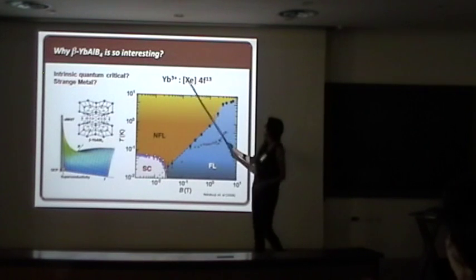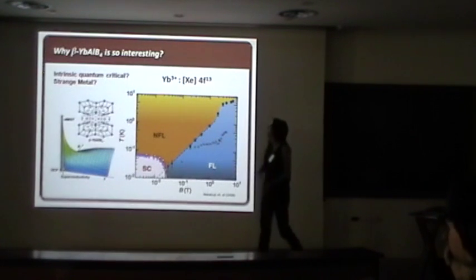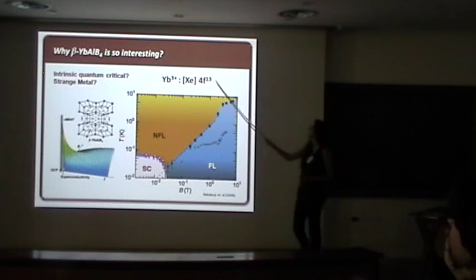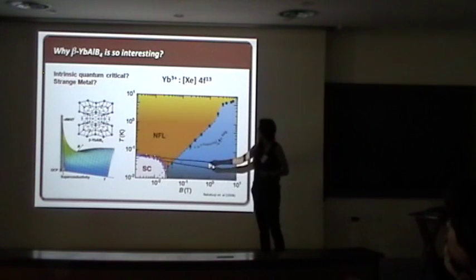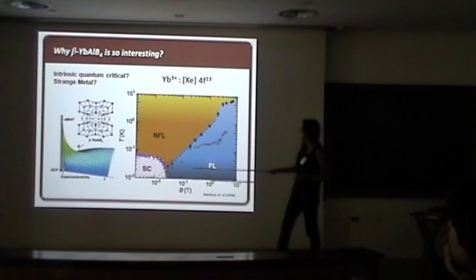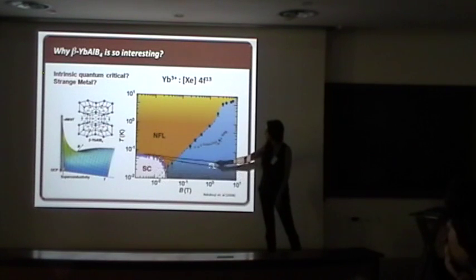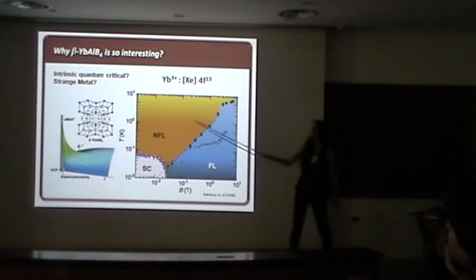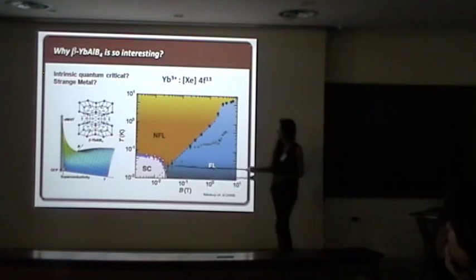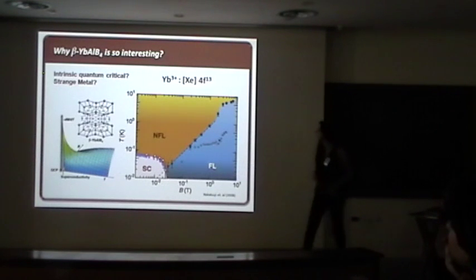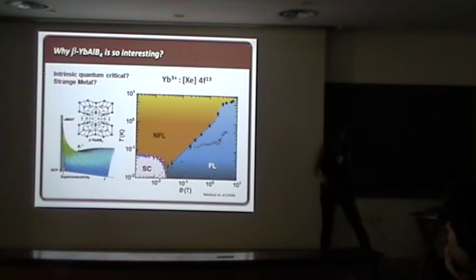So in YbAlB4 we have 3+ ytterbium ions. So we have 4f electrons, very localized electrons. And this material has a very funny structure and an interesting phase diagram. It's a superconductor at very low temperatures and field with a very low Tc and Hc. And it shows a non-ferroelectric behavior at low temperatures, if you don't have any magnetic field. And as soon as you apply a magnetic field, you can tune this material to the ferroelectric behavior.